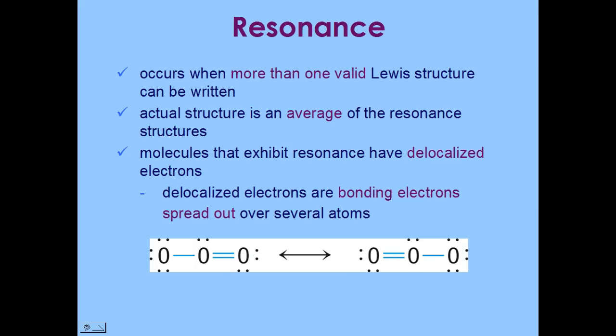Resonance occurs when you have an example like we just saw with CO2, where you can make more than one valid structure because there really isn't a preference for the bond to be on one side of the molecule more than the other. In this particular example down here with ozone, you can see that one side has a double bond and the other side has a single bond. There's no particular reason for the central oxygen to double bond with just the oxygen on the right. It has just as much of a preference to double bond with the oxygen on the left.